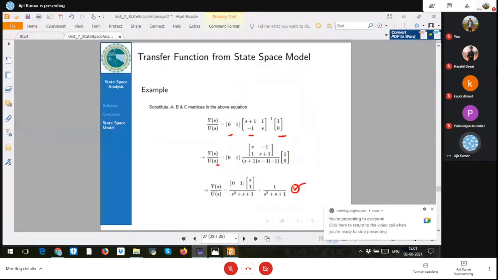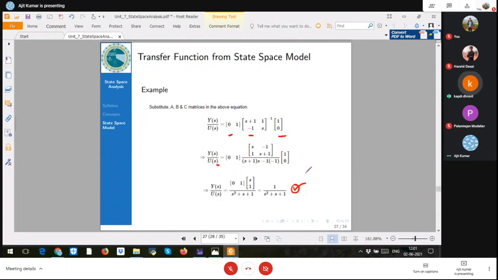Switch the yes please. In this transfer function model, how many zeros or how many poles do we have? Please tell me. 2 poles and no zero. How many poles? 2. Very good. So we have 2 poles. And how about zeros?